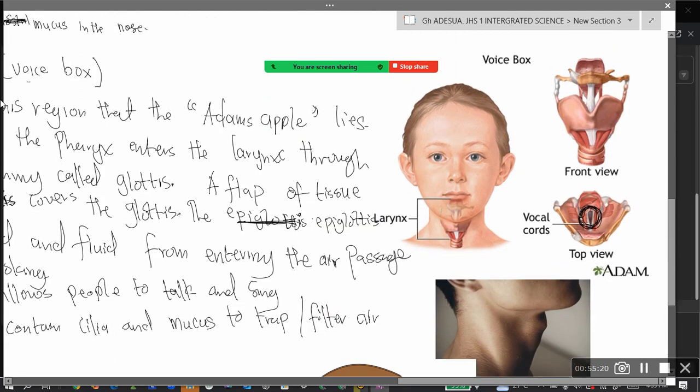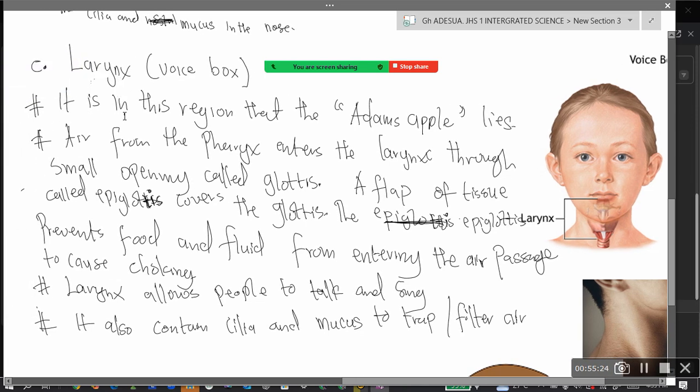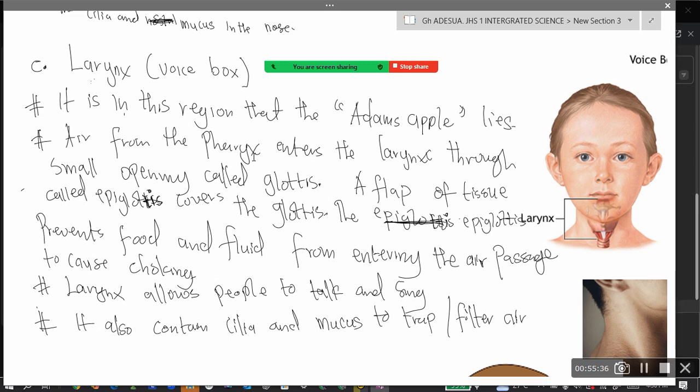So that is the larynx for you. When they ask you to tell anything about the larynx, you can say that it is the region which contains the Adam's apple, right? You can also say that air from the pharynx enters the larynx through the glottis. You can also say that it contains the epiglottis that prevents food from entering into the air passageway.